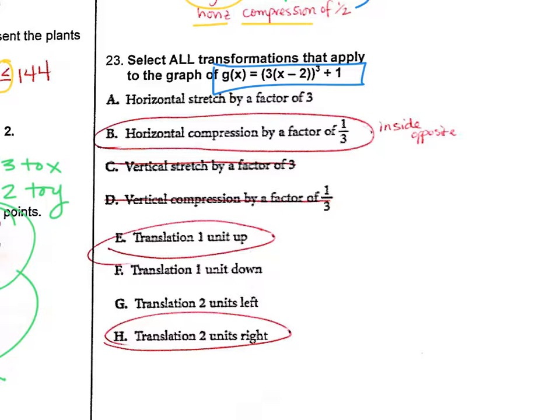The +1, translation up 1 unit, that's my +1 right here. So that's where that's coming from. -2 is the opposite, so that's going to be my right 2 units. Hopefully you got all of those correct. I think that you should have. Make sure you go back and study your formulas for tonight and knowing all of your different transformations. That's what's going to make you the most successful tomorrow.